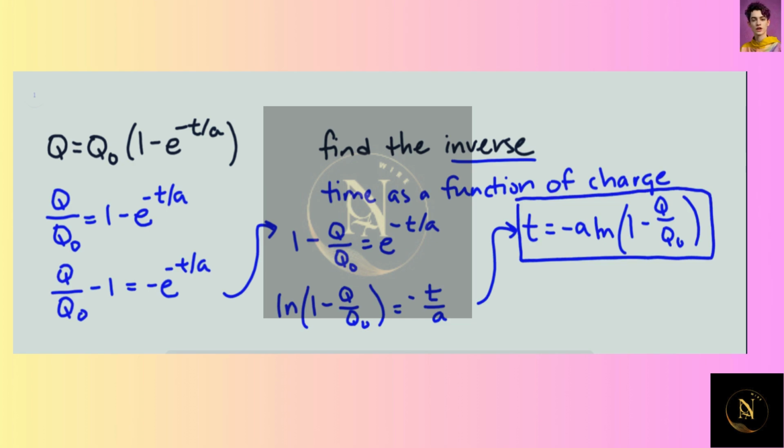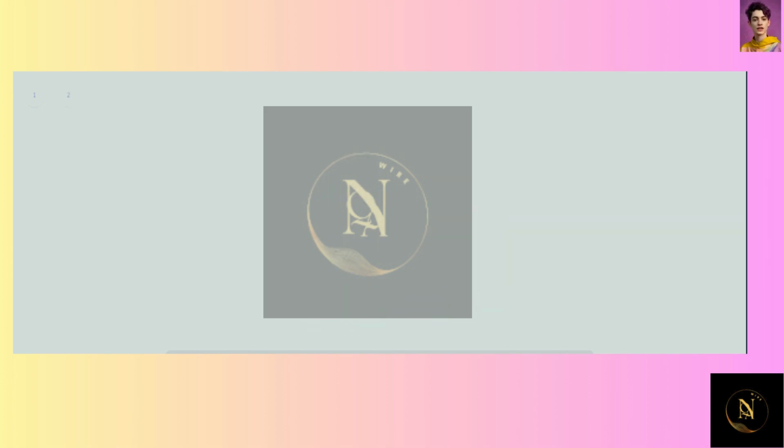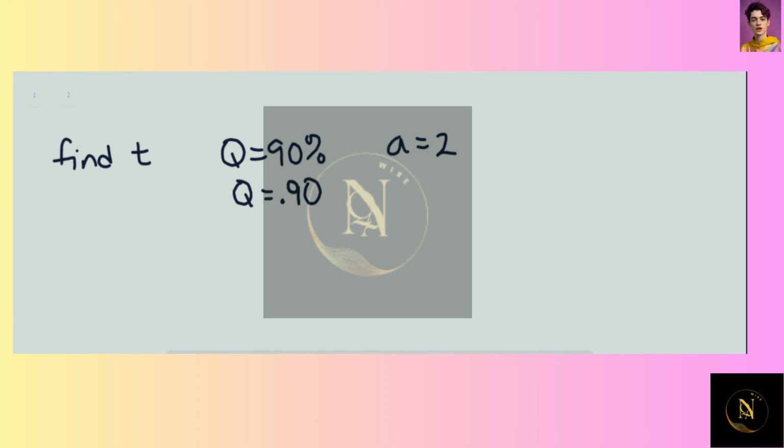Now we want to use that to figure out how long it takes to recharge the capacitor to 90% of capacity if A equals 2. So we want to find the time. And we know that Q is 90%. And we know that A is 2. Now, when we say that Q is 90%, we mean it's 90% of Q naught. So Q equals 0.9 times Q naught.